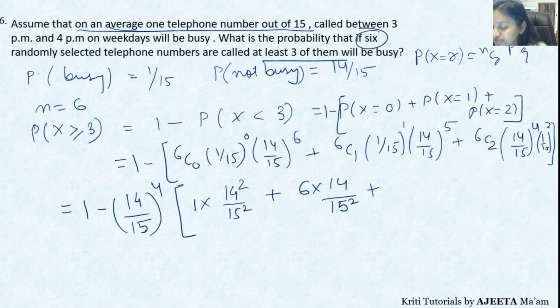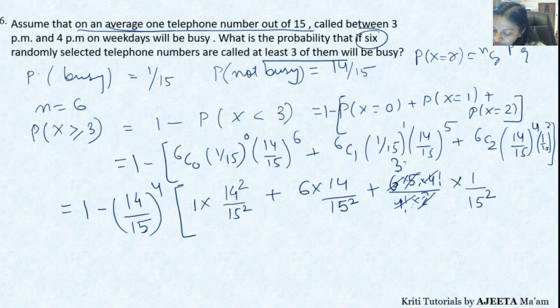And here what you get? 6C2. 6C2 का वैल्यू क्या होता है? 6 factorial upon 4 factorial into 2 factorial. So we get here 6 into 5 into 4 factorial upon 4 factorial into 2. So what do you get here? 15. And 1 upon 15 square. So 5 threes are 15, एक 15 यहाँ भी कट हो गया. If you want to cut it, otherwise leave it.